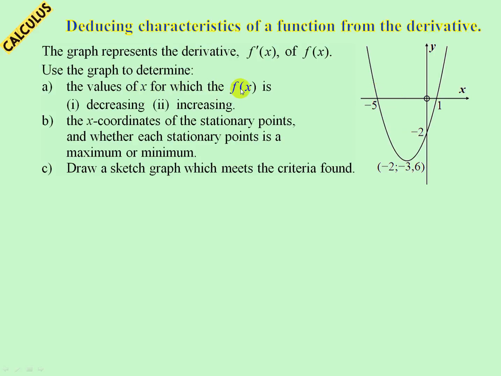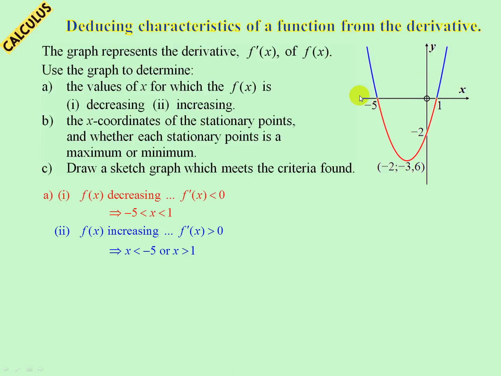Right, so values for which f of x is decreasing. Well, that means f prime must be less than 0. There's f prime less than 0, and that means f of x is decreasing: the x values between minus 5 and 1. Increasing, well, they're the sections where f prime is above the x-axis, greater than 0, and that is 2 sections, to the left there or to the right there. The coordinates of the stationary points: well, the stationary points are right there at f prime of x equals 0. So there we are.